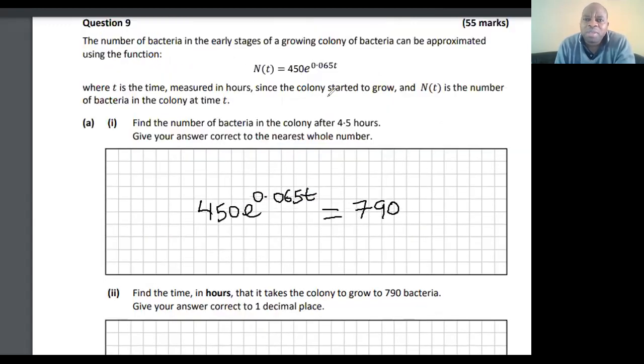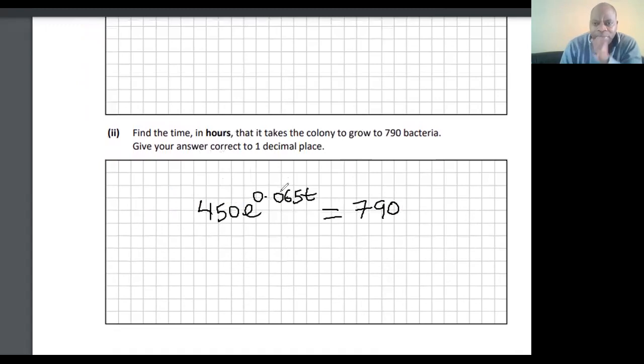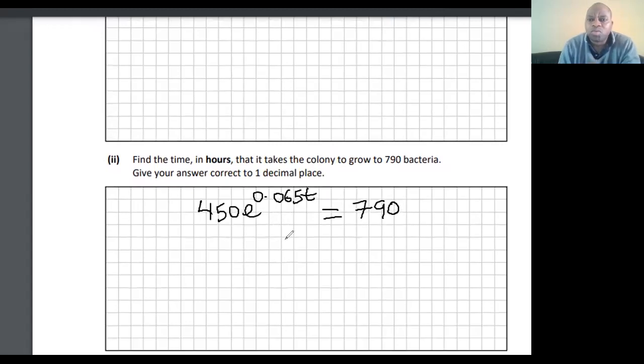This equation, 450 exponential 0.065t, is our reference at every point in time, and that is the growth of the bacteria. But it is now equal to 790. So at this point, what will be our time? That is what we want to find, and that is what the question says we should do. I'm going to do that now. First thing is, you can get rid of this 450.